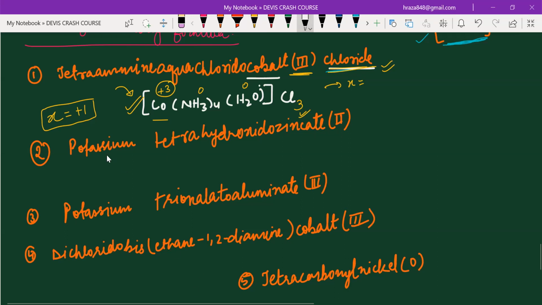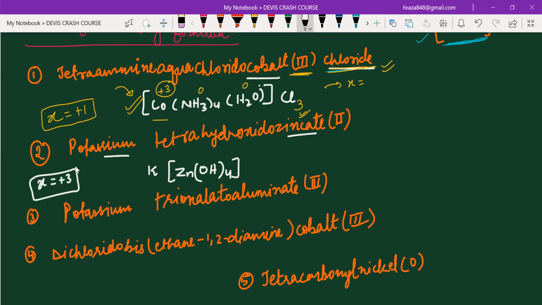Okay, come to this. Potassium is there. This is positive counter ion. I'm just putting K first. Then come to this zincate, that means zinc, and tetrahydroxido OH, and tetra, that means 4. If you calculate the oxidation state of central atom according to this formula, you will get only +3. But we need to do +2, so I'm going to put 2 here. Now again potassium is there, so K.